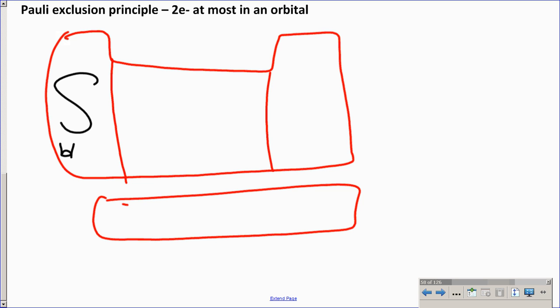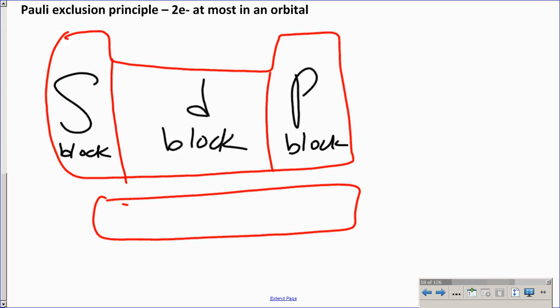S block. Anything in here is going to have the very last configuration, electron configuration we're talking about, labeled S. Anything that lands here, like oxygen, this is called P block. It's a block, and everything here, the last thing you're going to write is something P. P6, P4, P3, just representing the number of electrons there. Everything here is D block, and everything here is F block, right.